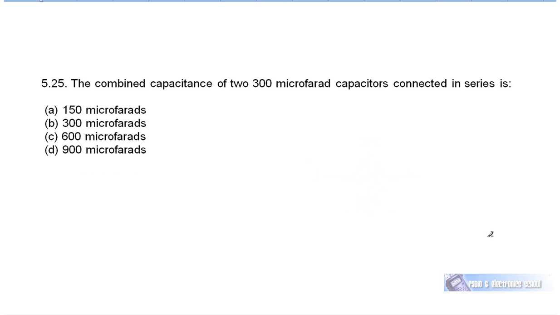Question 525. The combined capacitance of 2 300 microfarad capacitors in series is, well, we have the value of one is 300, and we have 2 of them, and so the total capacitance is 150 microfarads. The correct answer is A.